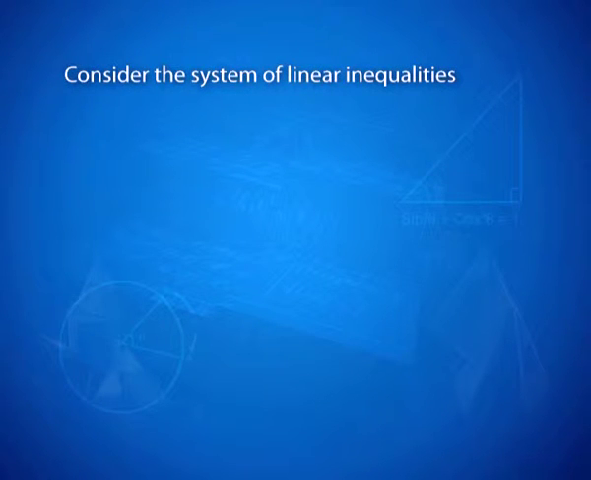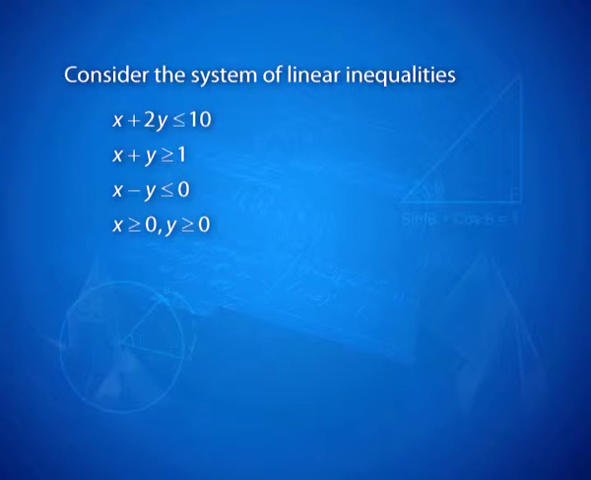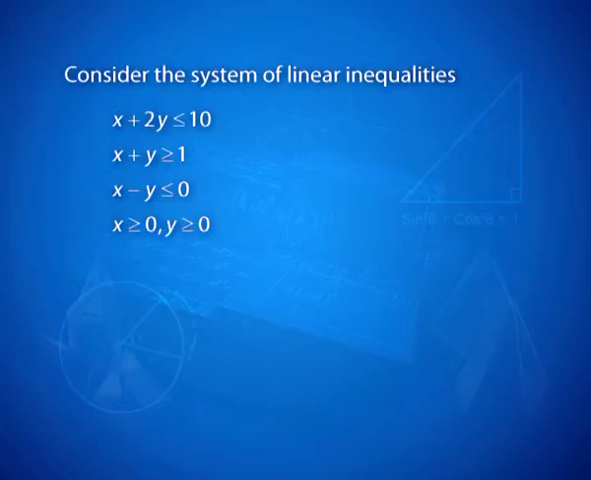Consider the given system of linear inequalities: x plus 2y less than or equal to 10, x plus y greater than or equal to 1, x minus y less than or equal to 0, and x greater than or equal to 0 and y greater than or equal to 0. Note that the last two inequalities, x and y greater than or equal to 0, mean that the solution should lie in the first quadrant where both x and y are positive.